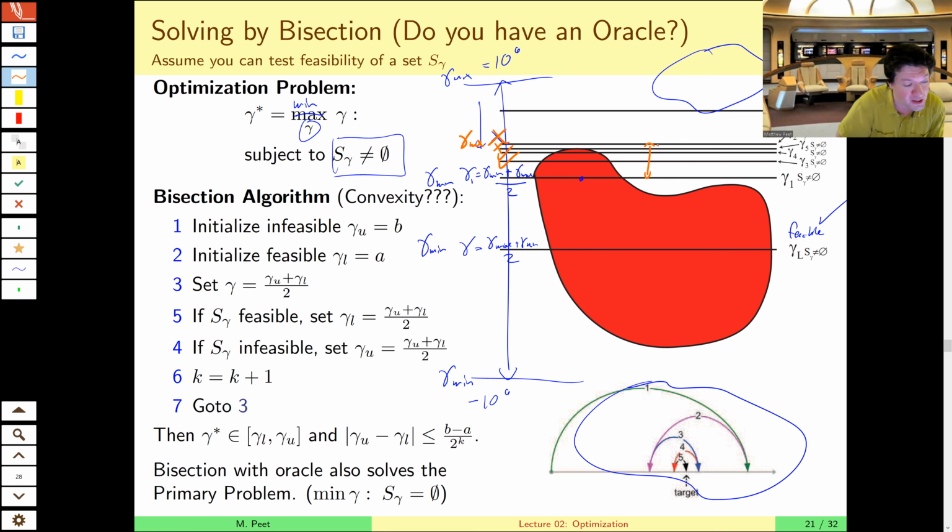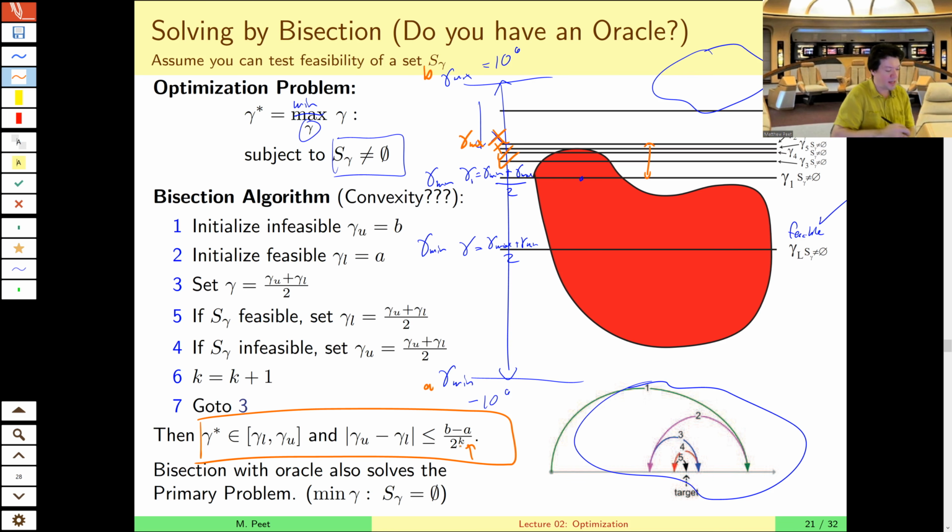In fact, it decreases by a factor of 2 at each time step. And so after k time steps, we can know that our optimal gamma is within the original distance, this is A and this is B, the original distance divided by 2 to the k. So this is exponential convergence. So this is relatively quick convergence. It's not great, but it's relatively quick. So this mostly works if your feasible set is convex.